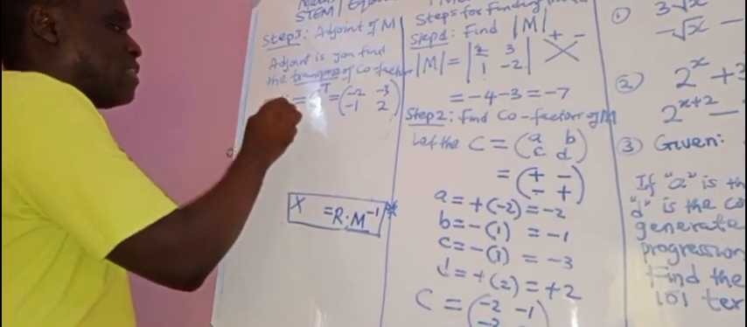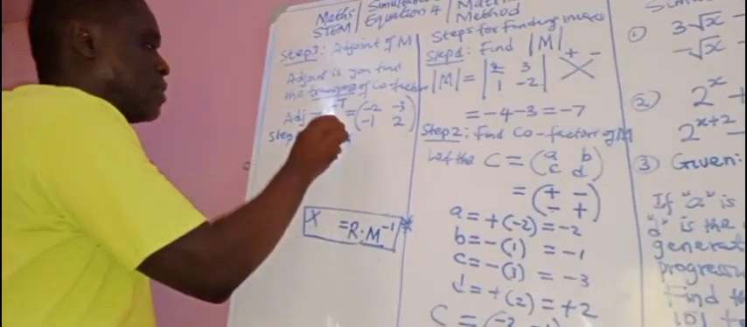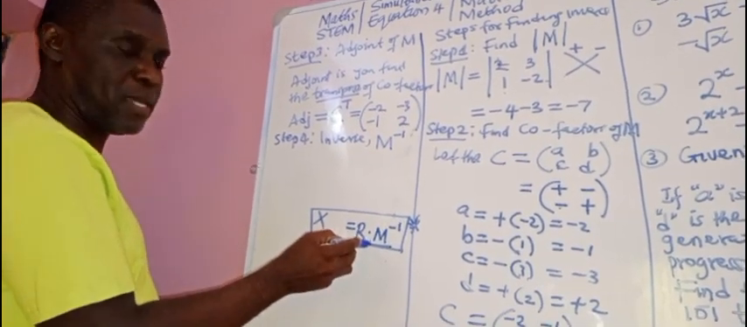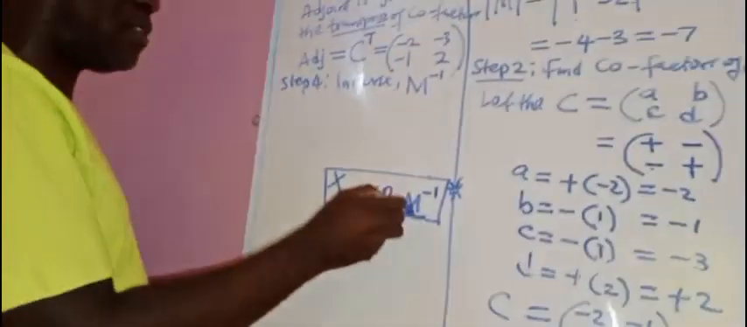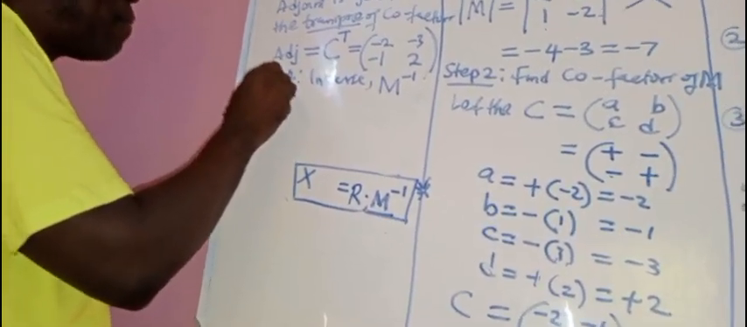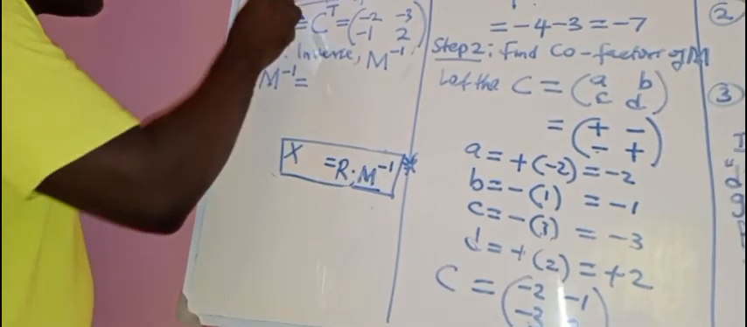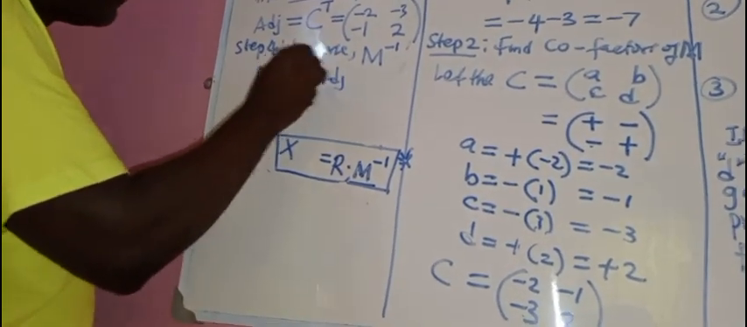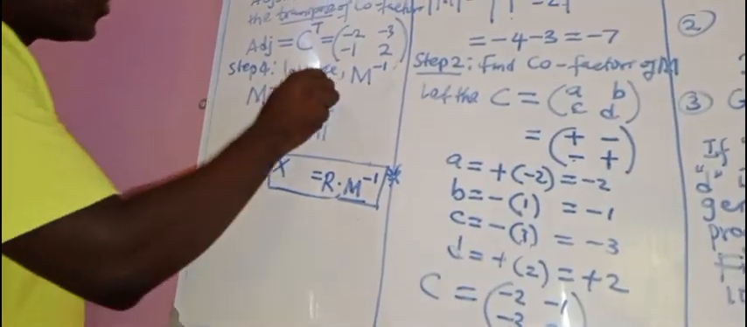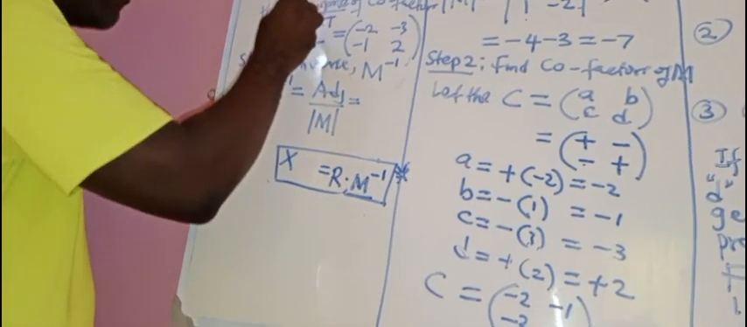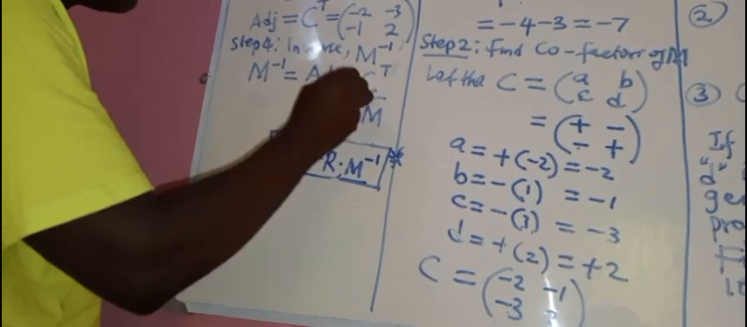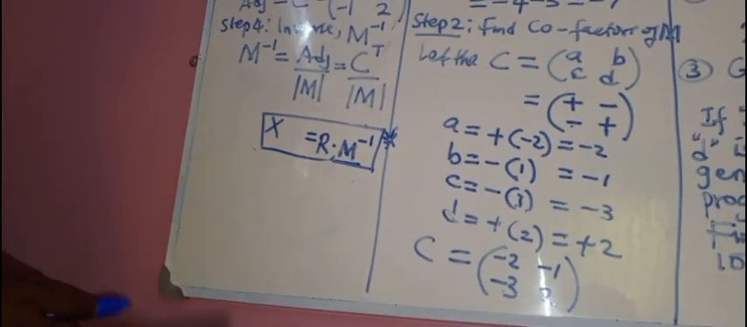You find the inverse now. Don't forget, the inverse of M is M raised to power minus 1. You are trying to find the inverse of this. So the inverse, M raised to power minus 1, is the adjoint over the determinant of M. Don't forget we have found the determinant already. Which means the adjoint is the transpose of the cofactor, that is C raised to power T over the determinant of M. Do you get that? All right.